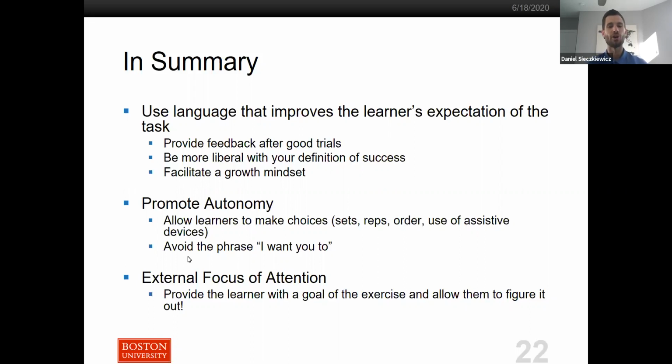Avoid the phrase, I want you to. Replace this with, see if you can, do you think you can? And making sure that we're taking the focus of attention off of internal aspects related to the learner, like what each body part is doing, and take that focus of attention externally on some goal that the learner has to achieve in order to result in the desired movement pattern. This will turn them into problem solvers and improve their ability to recall that movement pattern independently.